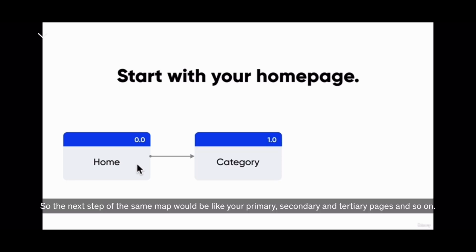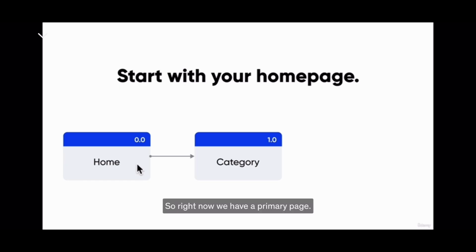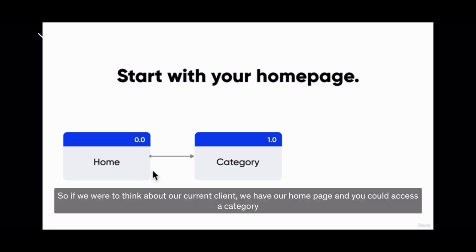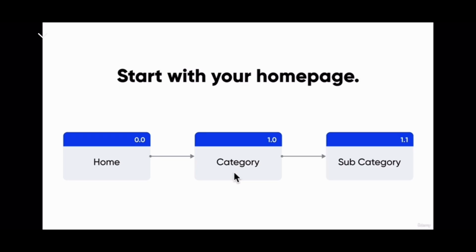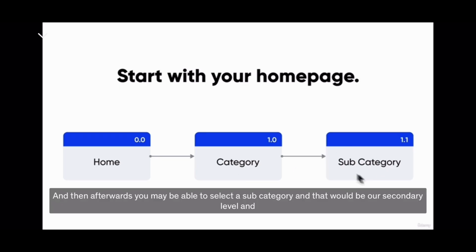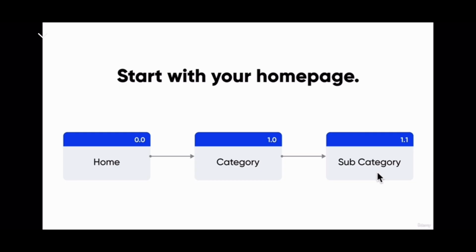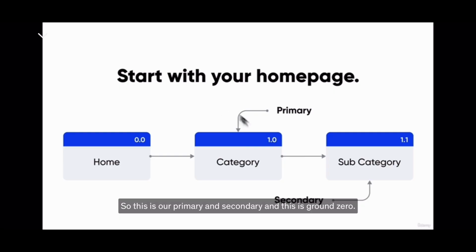Next step is the sitemap will have your primary, secondary, and tertiary pages and so on. So right now we have a primary page. And if we were thinking about our current client, we have our home page and you could access a category on that page, and that will be our subtitle. And afterwards, you may be able to select a subcategory, and that will be our secondary level. It could go on and on. So this is our primary and secondary, and this is ground zero.